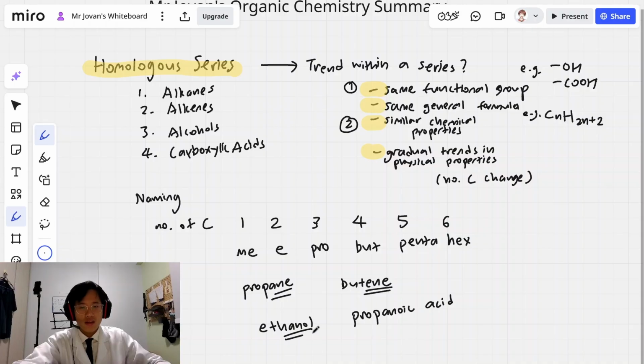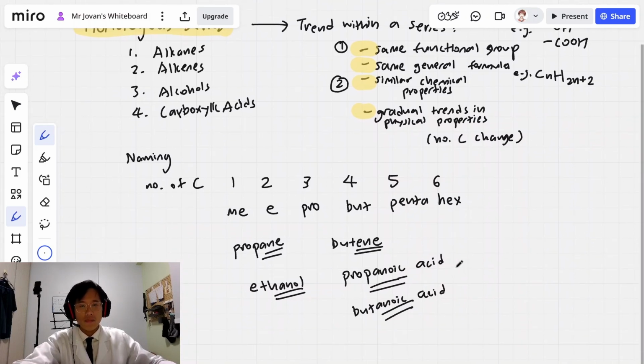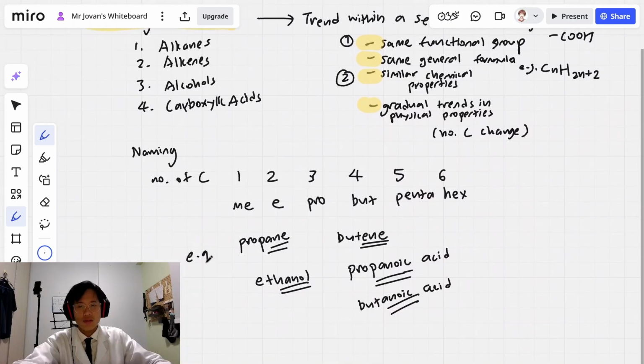So you notice for each homologous series, they have their own naming. Ethanol, propanoic acid. For example, if it's another acid and it has four carbons, it'll be butanoic acid. So you can roughly practice on how to name. These are just examples.